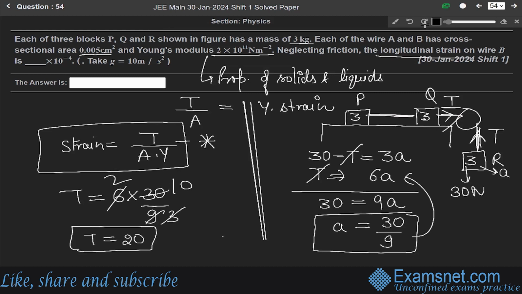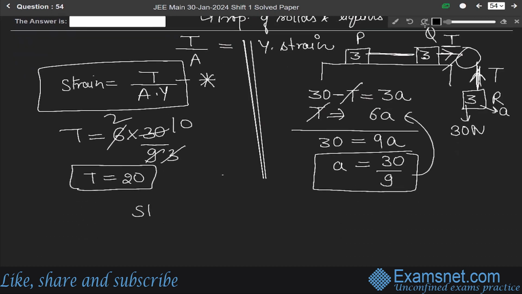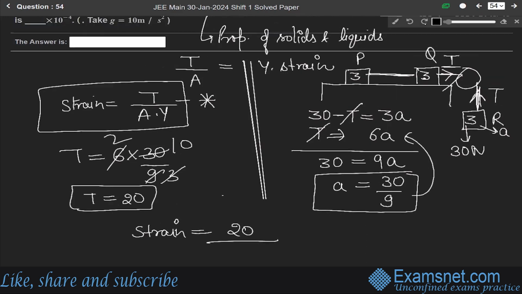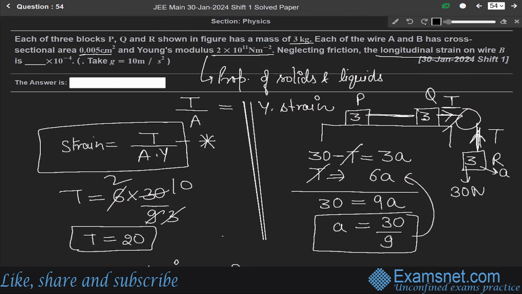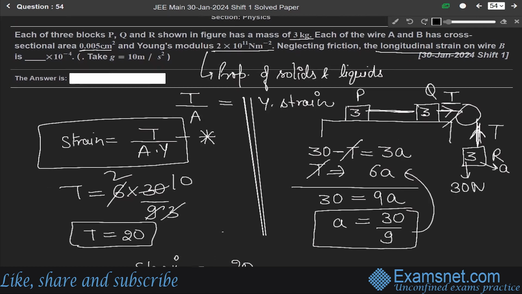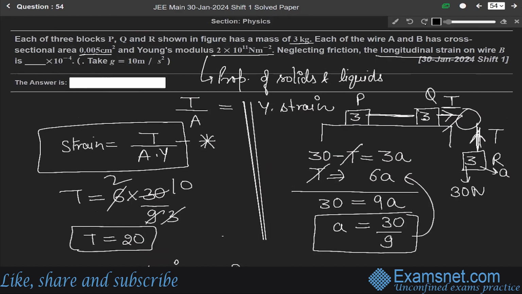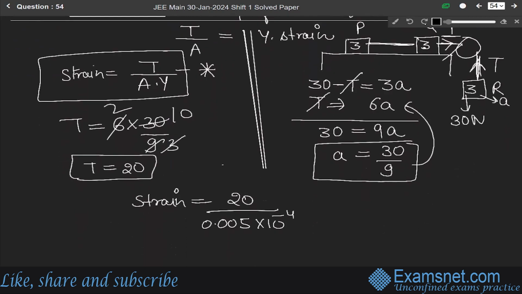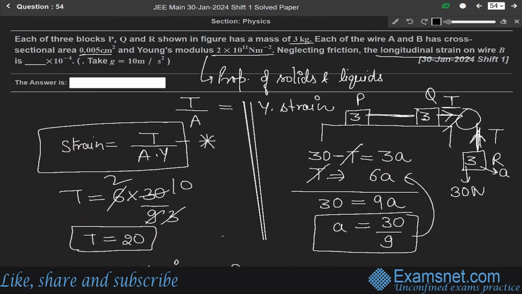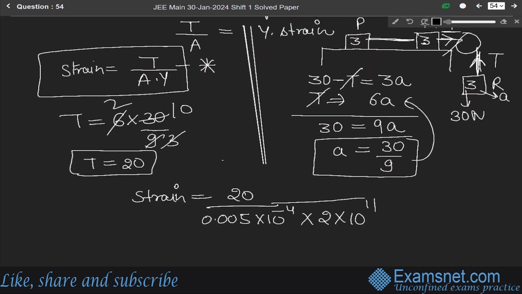Now we have to find the strain. So strain will be equal to tension over area, that is 20 over area. Area is 0.005 centimeter square, so it means 0.005 into centimeter square means 10 to the power minus 4 meter square. And Young's modulus is 2 into 10 to the power 11 per meter square. Okay, solving it, we get this 2 cancels out each other.